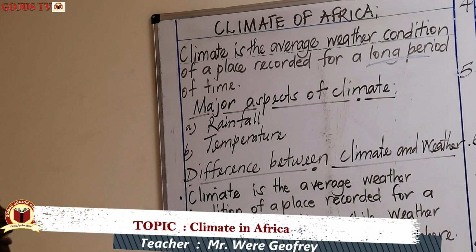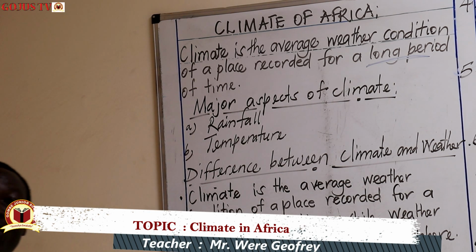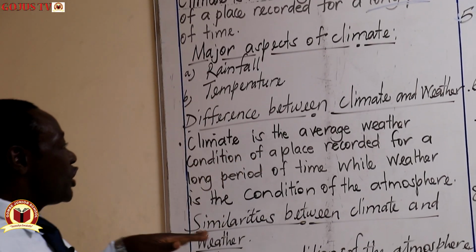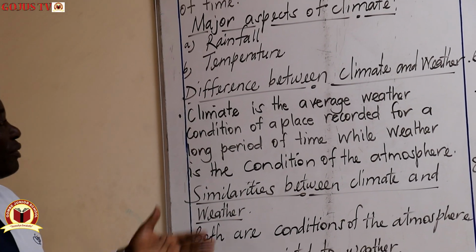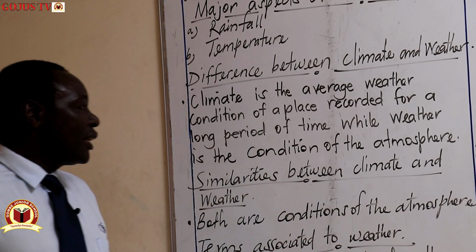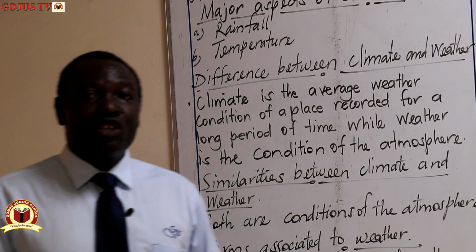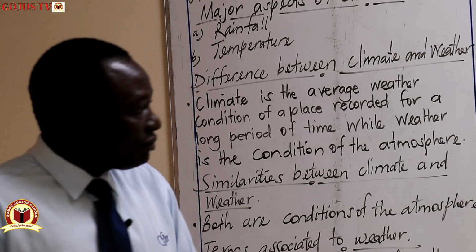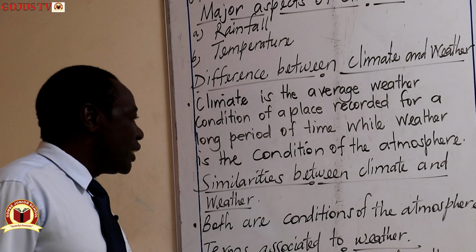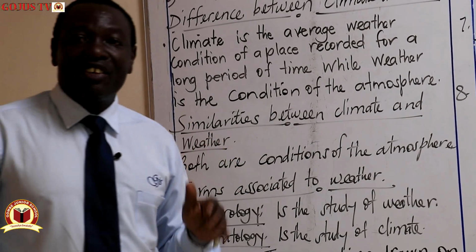Now, what's the difference between climate and weather? When they ask about the difference, you give the meaning of the two. Climate is the average weather condition of a place recorded for a long period of time, while weather is the condition of the atmosphere at a given time. So you give the meaning of the two. What are the similarities between climate and weather? Both are conditions of the atmosphere.